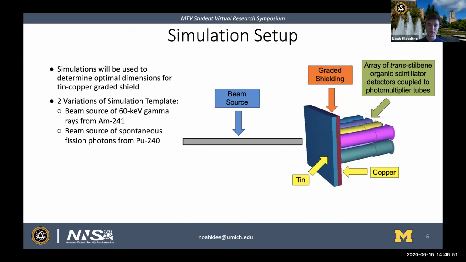A simulation template was designed for the genetic algorithm. Two variations of this template were used, one with a beam source of 60 keV gamma rays from americium-241, and the second one, a beam source of spontaneous fission photons from plutonium-240. On the right, you'll see the array of trans-stilbene organic scintillators coupled to PMTs behind the graded shielding of tin and copper.